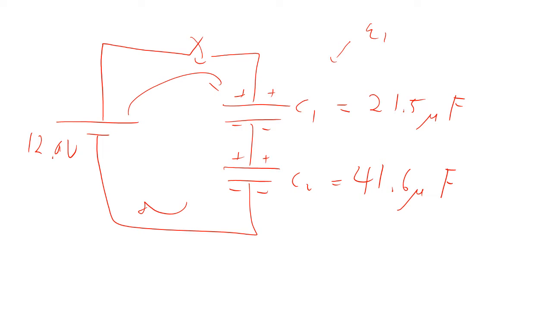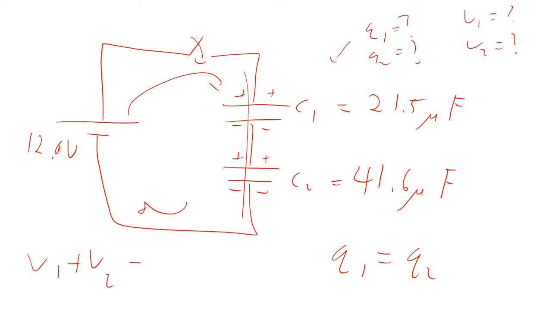So I want to know Q1 and I want to know Q2 and I want to know V1 and I want to know V2. Okay, so well, we know they're in series, so that means that Q1 equals Q2. So whatever that is, it's equal to one another. They're in series, so we know that V1 plus V2 equals the original 12 volts.